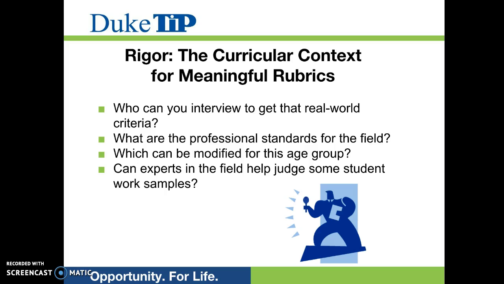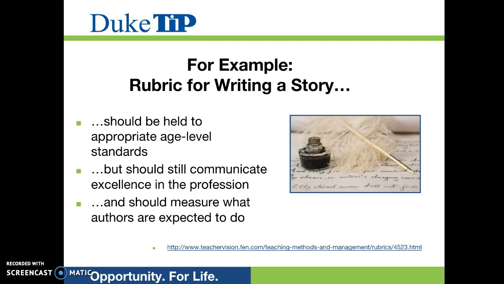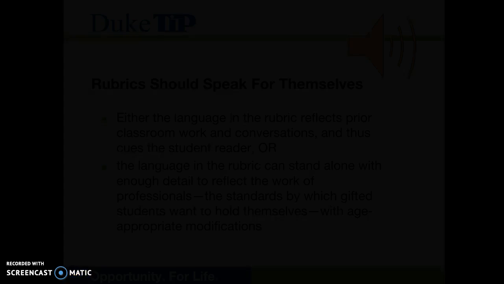And if need be, at some point, if you can interview or if you have any professional experience with that role of the discipline, integrate the professional standards, modify them for the age group. See if experts in the field can help you judge some student work samples or just help you come up with the standards. For example, let's say you were building a short story rubric. Obviously, you want to have appropriate age level standards, but there should still be some communication of the highest level of the profession and measuring what authors, real authors, are expected to do.